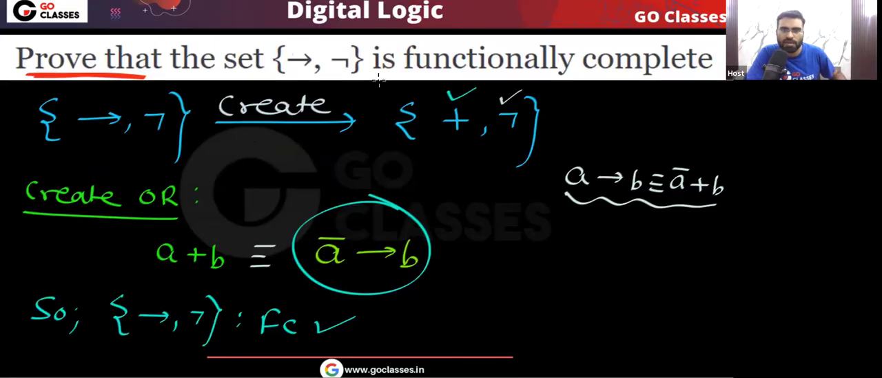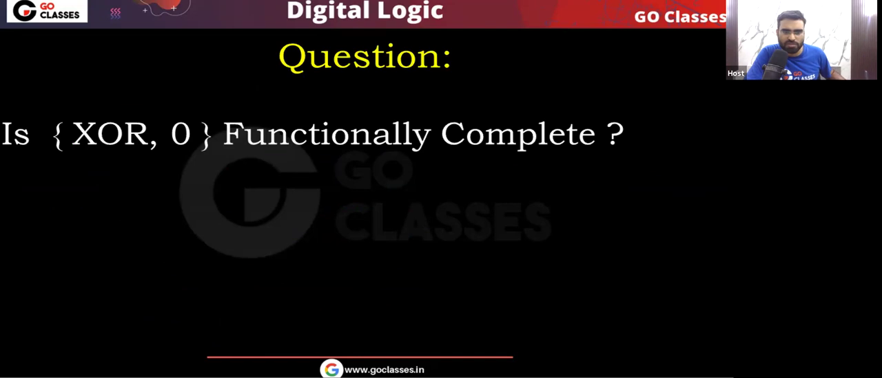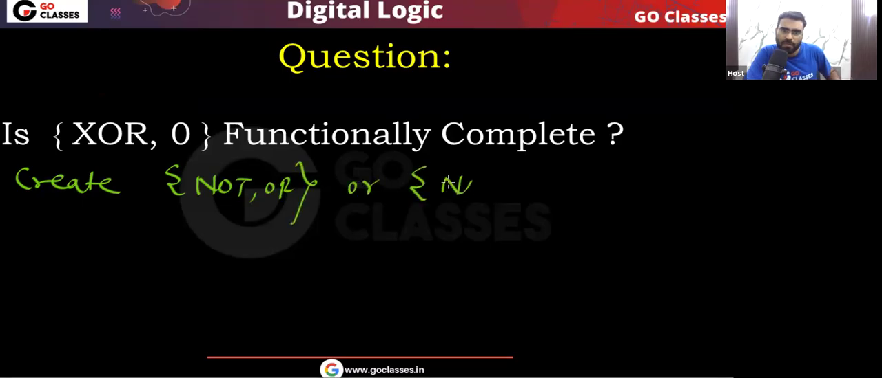Yes or no? Is this clear? Please tell me. Very simple. Tell me the answer for this question. XOR comma 0. Here you have two functions: the XOR function and this constant 0 function. Is this functionally complete? How will you prove it? Tell me what you will do. I need to create, what I will do, I will create not comma or I will create not comma and.